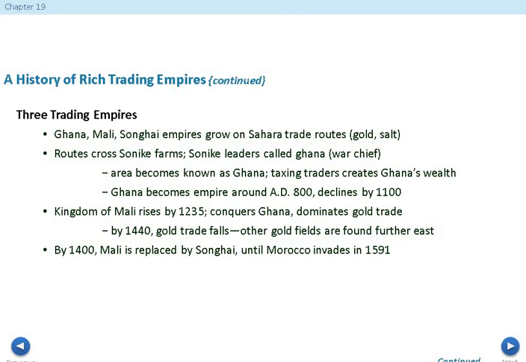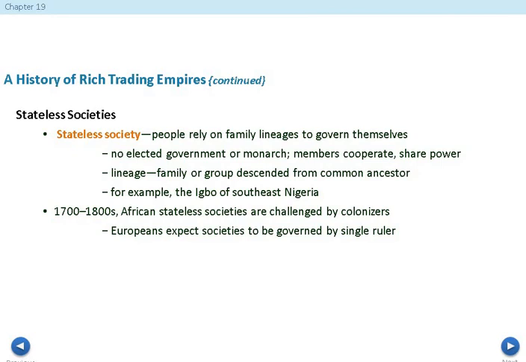Now the kingdom of Mali rises at about 1235, and it conquers Ghana, and it's going to dominate the gold trade. And if you know your history about gold, gold becomes a very important mineral and what everybody's looking for over a very long period of time. Now in 1400, Mali is going to be replaced by Songhai until Morocco invades in 1591. So what we've seen here is the gold industry becoming very important, because they're going to continue to try to trade as much as they can.